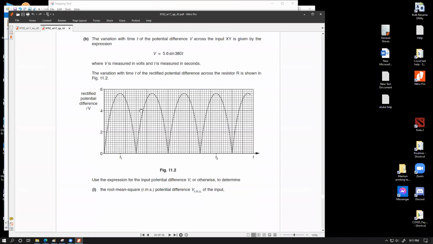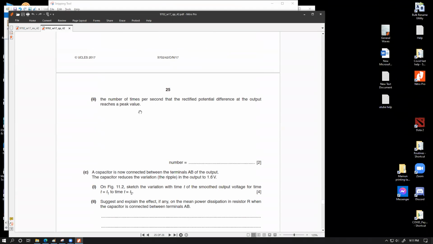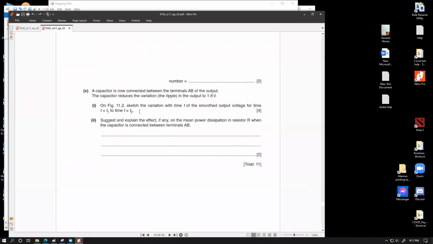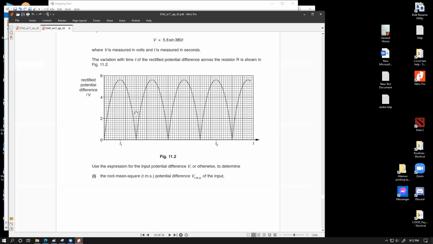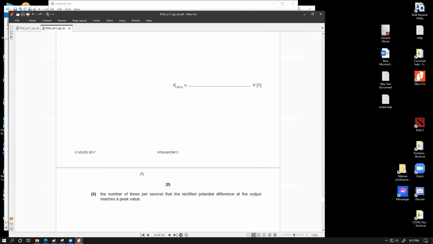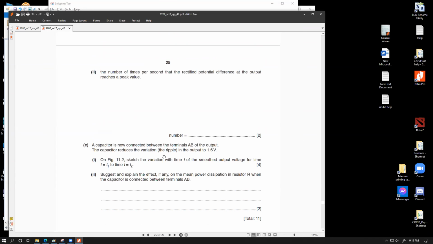Wow, this is a nice graph. The capacitor is now connected between the terminals AB of the output. The capacitor reduces the variation, the ripple, in the output to 1.6 volt. So here the ripple was happening from 5.6 volts, it says over here. The capacitor reduces the variation in the output to 1.6 volt.